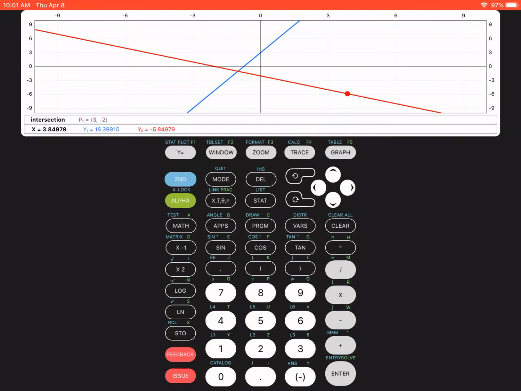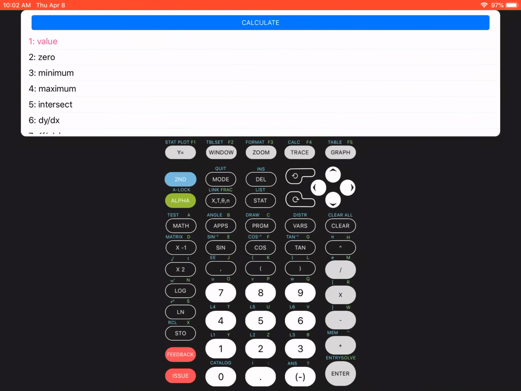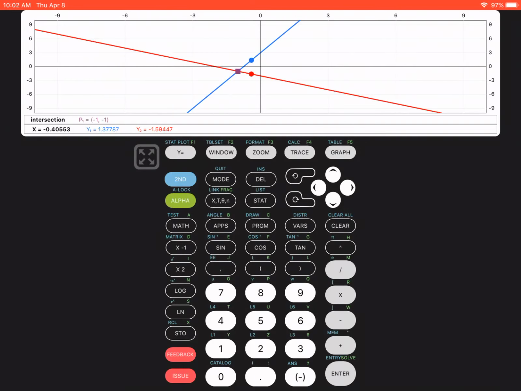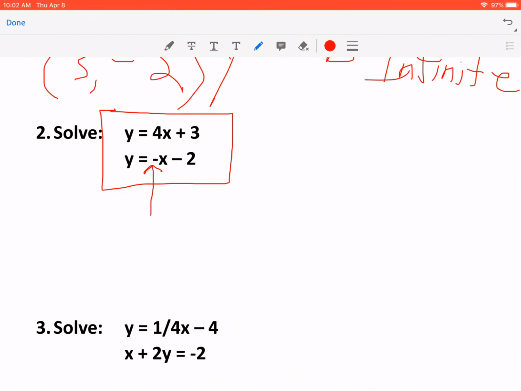Hit graph. And again, on your calculator, just hit second calc number 5 and hit enter 3 times. All right, so I'm going to hit second calc intersect, but I'm going to have to find the left boundary. So on mine, I'm going to have to move him to get him to the left side of where they intersect. Then I need to get him to the right side of where they intersect. And it says my answer is negative 1 and negative 1.